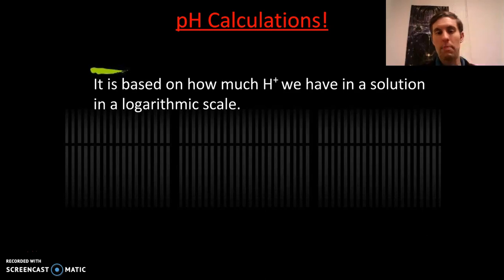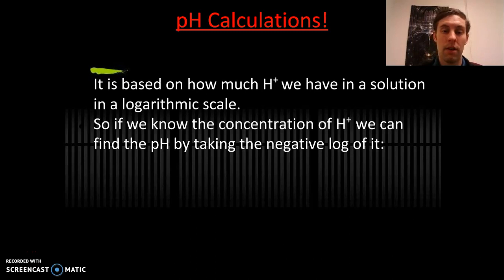Okay. So the pH of a solution is based on how much H plus, how many protons, there are in the solution, and it's based on a logarithmic scale. Now, if you didn't like logs in math, or if you haven't done them yet, don't worry. I'm going to walk you through an easy way to do it. I didn't like them much either. If you know the concentration, the molarity basically, of the H plus you have, you can find the pH by taking the negative log of it. Luckily, all of your calculators will do this for you.